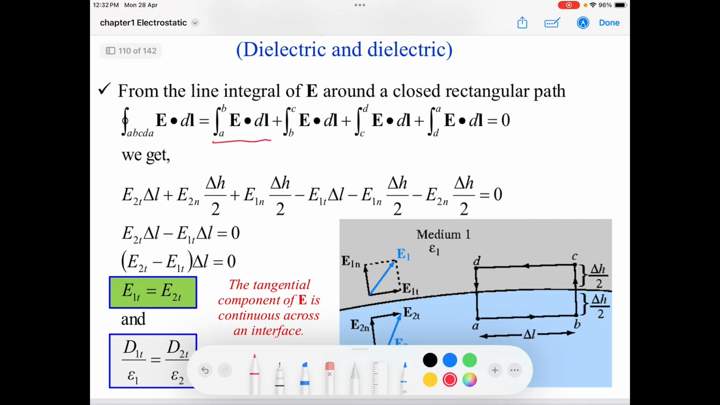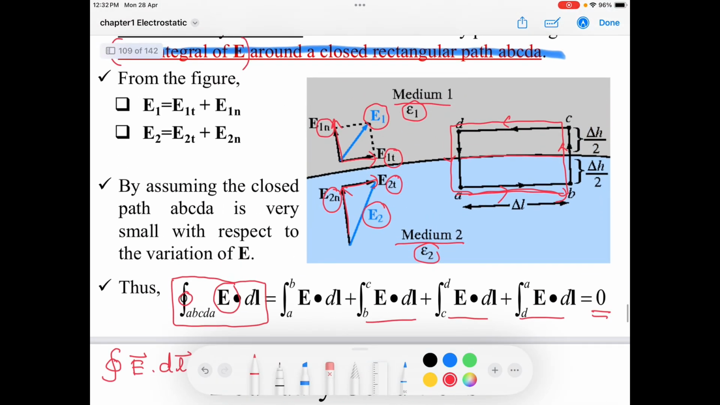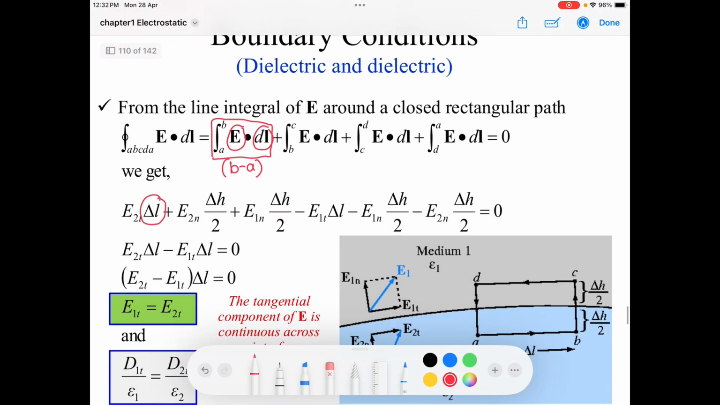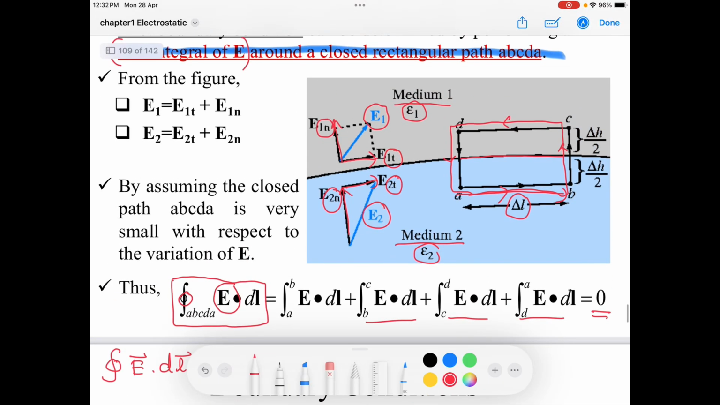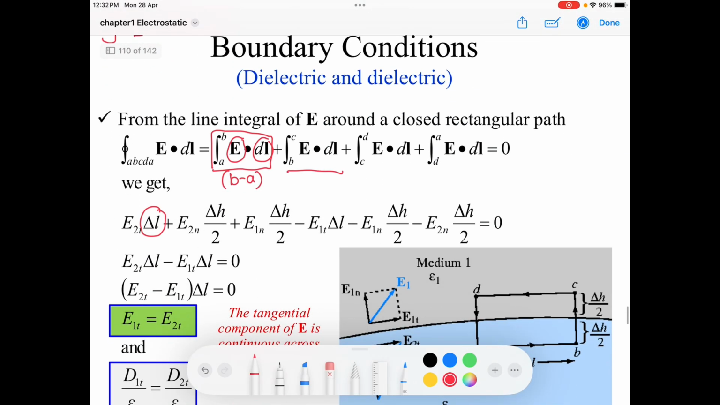This first term takes your E multiplied with the length AB. For the length AB, because this is B minus A when you perform the integration, we label it as delta L. So this delta L is the length. Then for B to C, the path is actually broken into two mediums: one in medium 2, one in medium 1. So we break it into two parts.